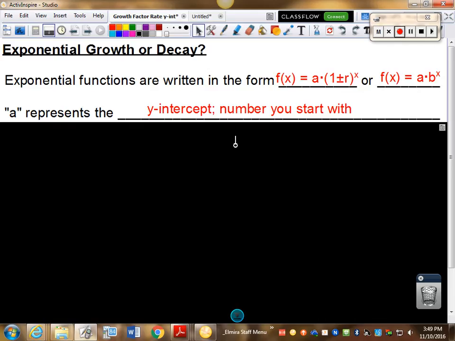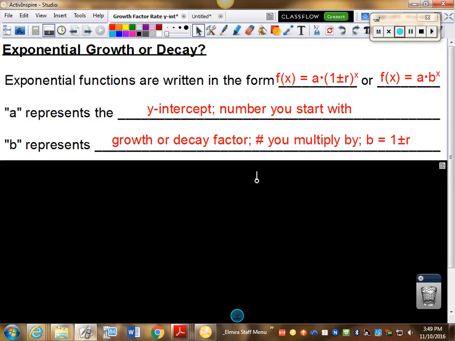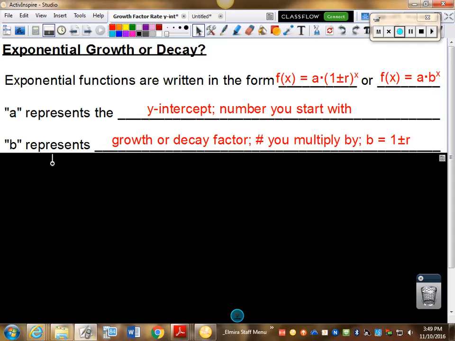A represents, on the graph, the y-intercept, and in the context of the situation, it's the number that you start with. Whatever comes after the equal sign, that's how many you started with. B represents your growth or decay factor. It's the number you multiply by each time.